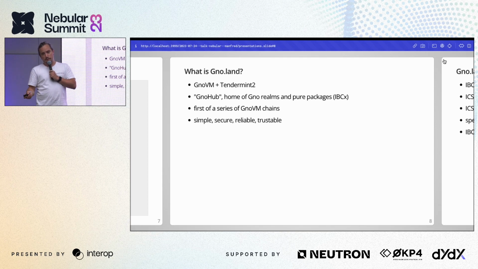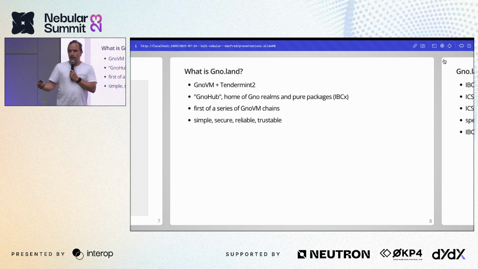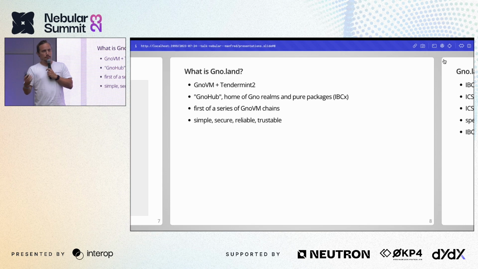There will be a series of GnoVM-based chains managed by the core team, so anyone can build their GnoVM chain, but we will also provide multiple ones. This one is specific, for all the source to be there for many, many years, while we will have other specialized blockchains, for instance for higher computing needs, storage needs, or sharding.